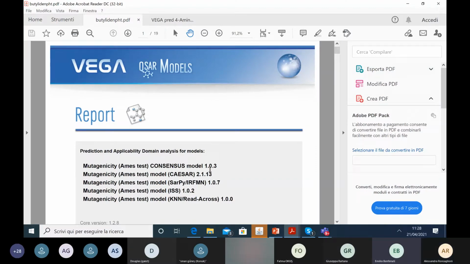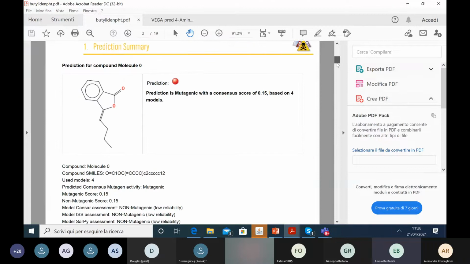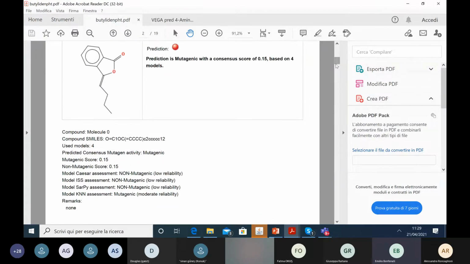Yes. Okay, so let's take this example for mutagenicity, and we use the consensus model plus the 4 individual models. And what you have is a kind of summary. So this is the substance of interest. This is predicted mutagenic with a consensus of 0.15 based on 4 models. And you see there is a mutagenicity score 0.15, non-mutagenicity 0.15. So it is exactly the same. What is the meaning of this?